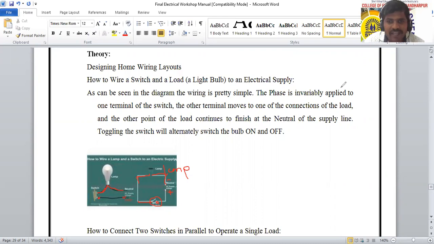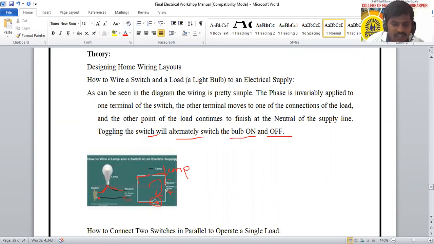So the phase is invariably applied to one terminal of the switch and the other terminal goes to one of the connections of the load, and the other point of the load continues to finish at the neutral of the supply line. When we close the switch, the circuit is closed, current starts flowing in the circuit and the bulb will glow. Toggling the switch will alternately switch the bulb on and off.